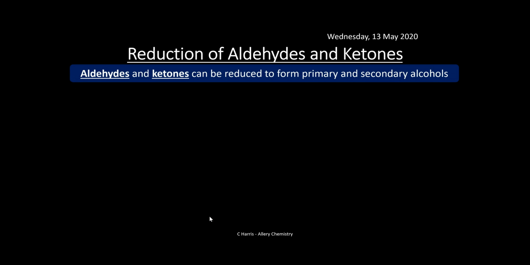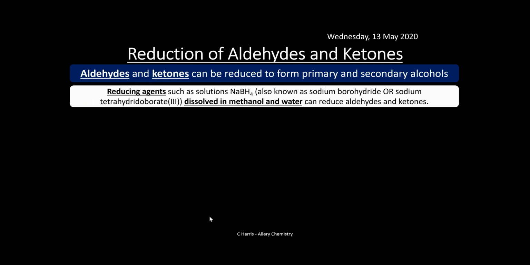Okay. So aldehydes and ketones, they can be reduced as well. We've looked at how we can test for them, so we can look at more chemistry on these. Aldehydes and ketones can be reduced to form primary and secondary alcohols. Reducing agents such as NaBH4, which is sodium borohydride, can be dissolved in methanol and water, and they can reduce aldehydes and ketones.